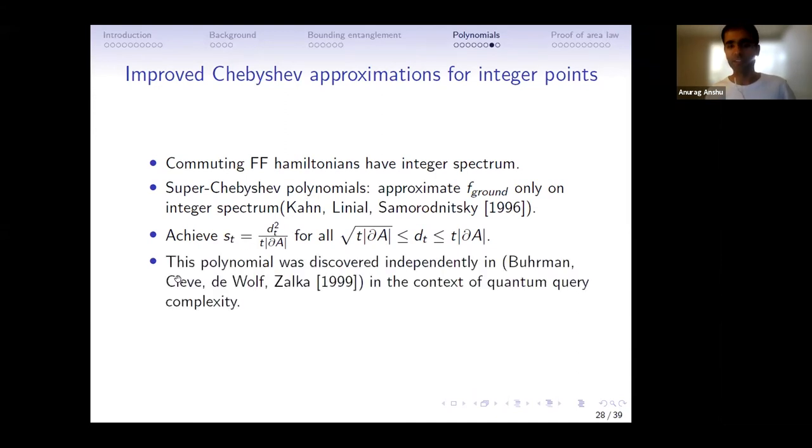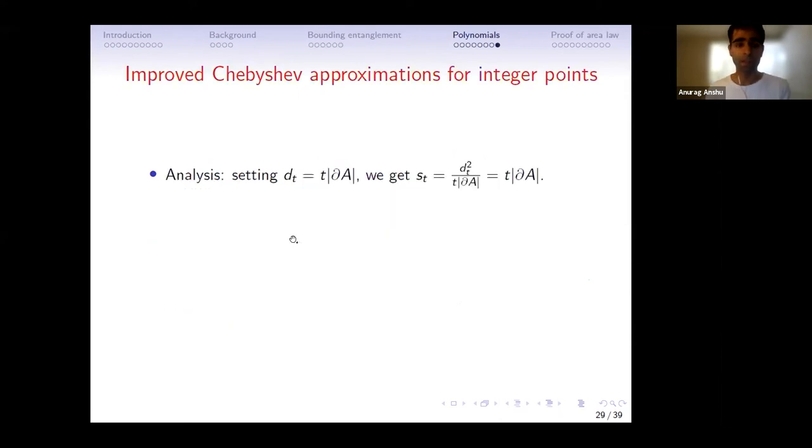In fact, this polynomial was also discovered independently by these authors in the context of quantum query complexity. They were thinking about doing Grover search for a very tiny error. And simply using Grover search doesn't work, and one has to be more clever. And they found that this kind of behavior exactly happens.